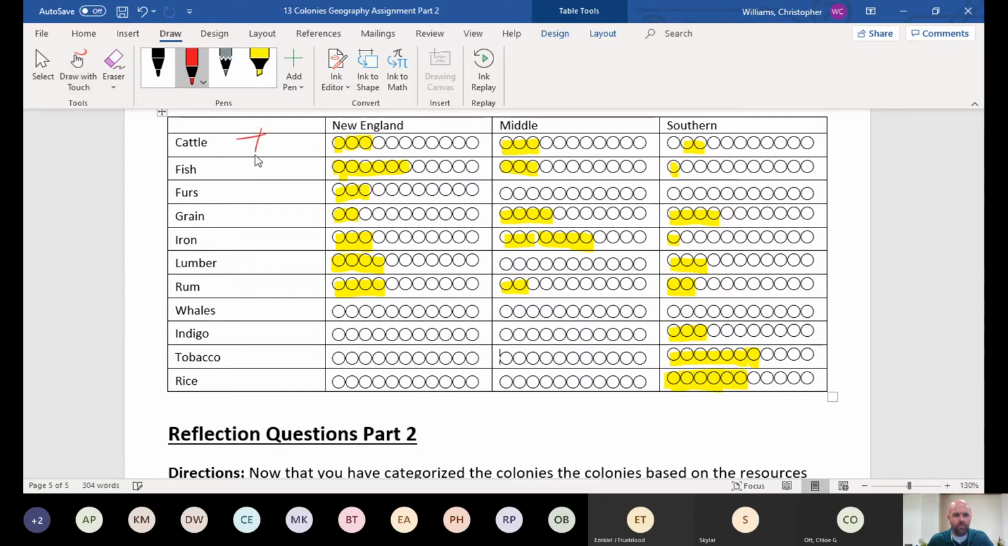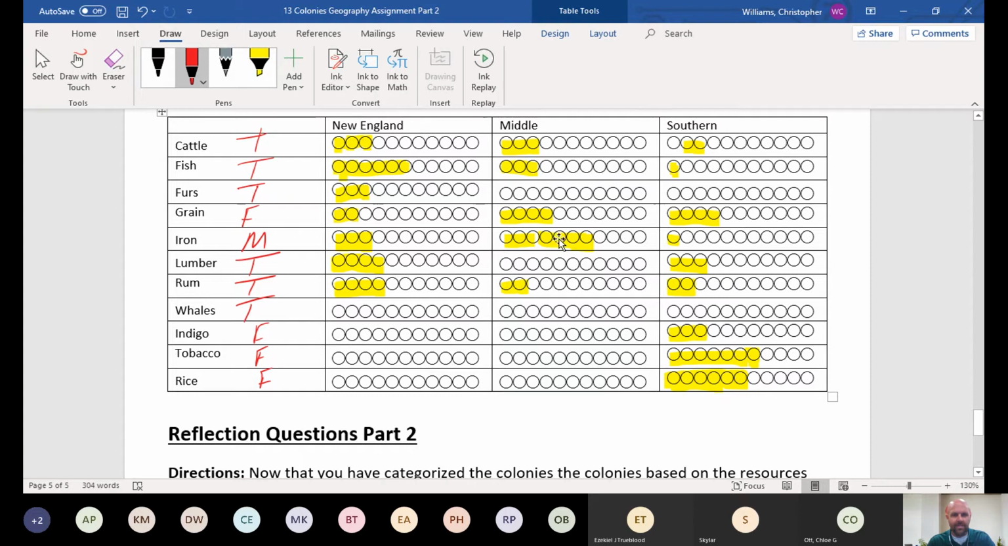If we look at what our map's telling us here, let's take a look, okay? Cattle is going to be trade. Fish is going to be trade. Furs are going to be trade. Iron, manufacturing. Lumber, trade. Rum, trade. Whaling, trade. Now, grain is a crop, okay? So that's more or less with farming. All right. But again, we're not trying to nitpick specifically on what each region is doing here. We have to look at the obvious here.